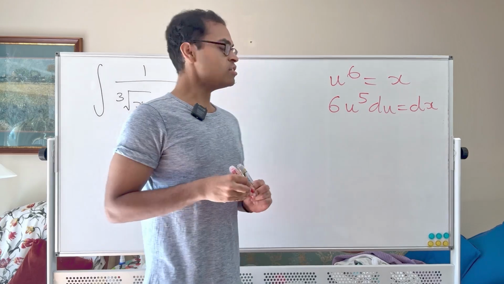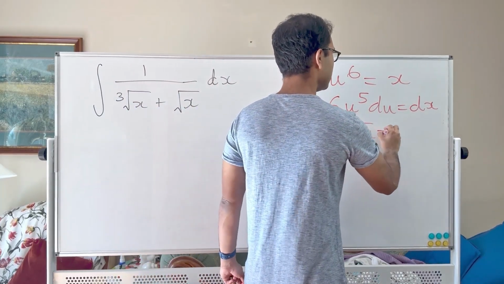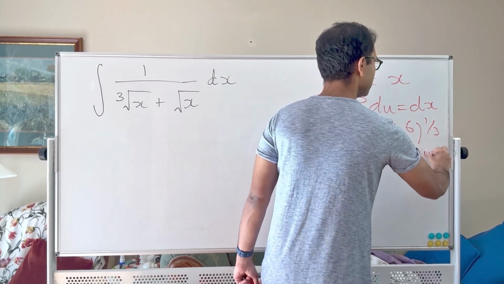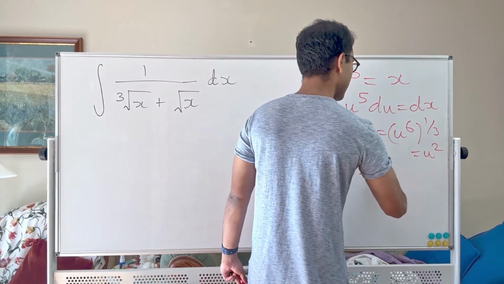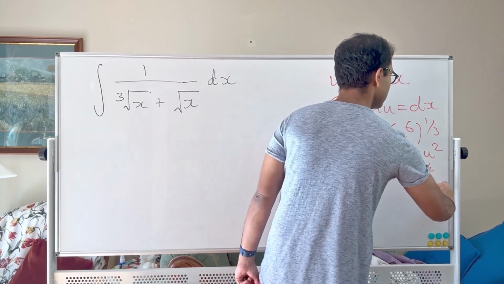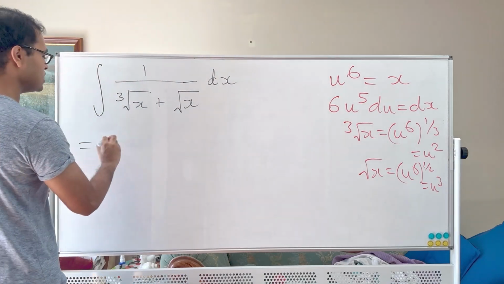And now we can also write the cube root of x and the square root of x. The cube root of x will equal the cube root of u to the 6, which is just going to equal u squared. And the square root of x is just going to equal the square root of u to the 6, which is just going to equal u cubed. So now we have all the ingredients to rewrite our new integral in terms of u.